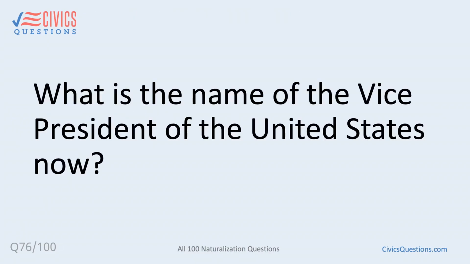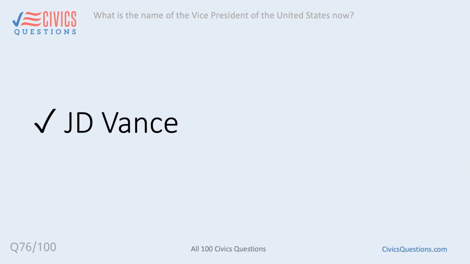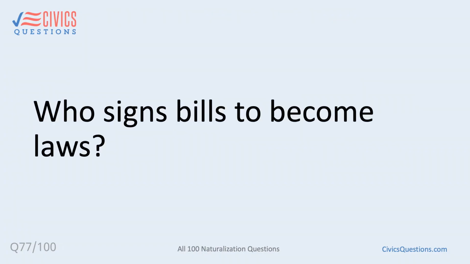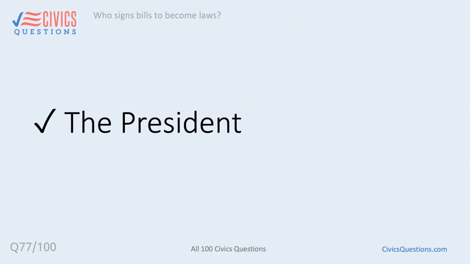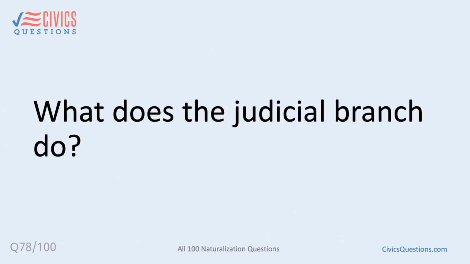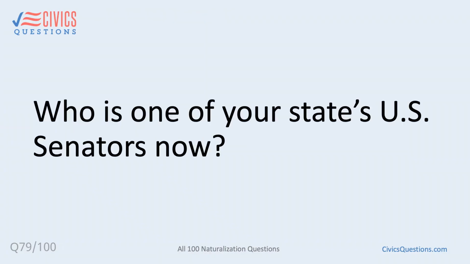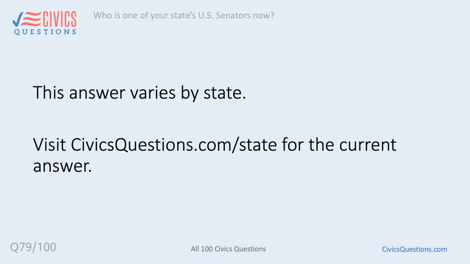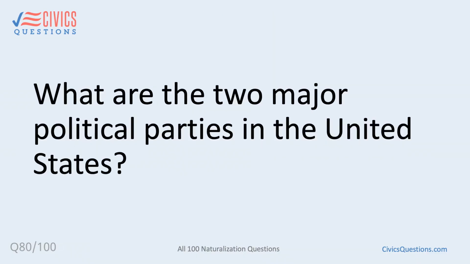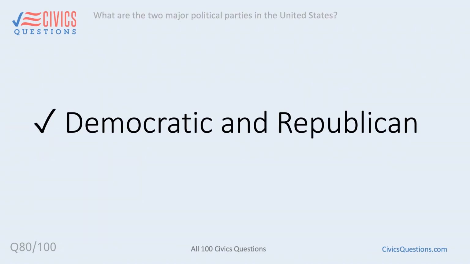What is the name of the Vice President of the United States now? J.D. Vance. Who signs bills to become laws? The President. What does the judicial branch do? Reviews laws. Who is one of your state's U.S. senators now? This answer varies by state. Visit civicsquestions.com/state to find the correct answer for your location. What are the two major political parties in the United States? Democratic and Republican.